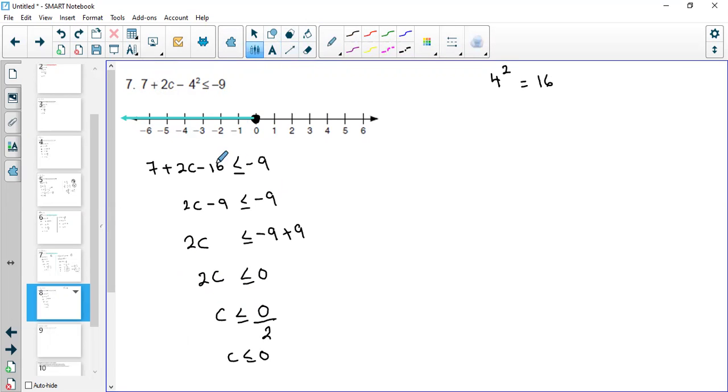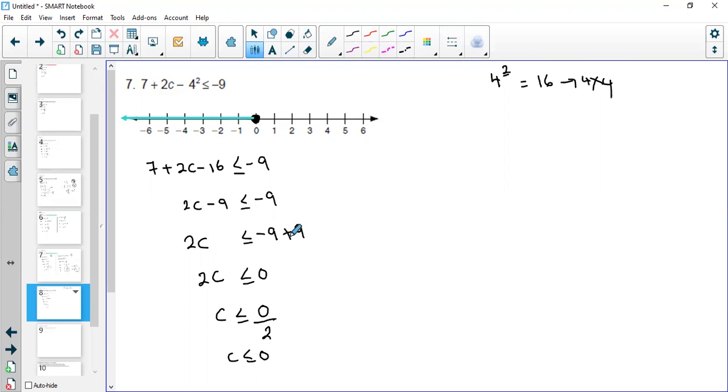Okay, so quickly let me explain this again. Do not remember what I explained before because that's not for your level, right? So 7 plus 2c, it's going to be 4 squared is going to be 16. How? Because 4 multiplied by 4 is 16. So this is going to be -16 because the negative sign is already there. Then we simplify this. -16 plus 7 is going to give us a -9. So 2c minus 9 is less than or equal to -9.